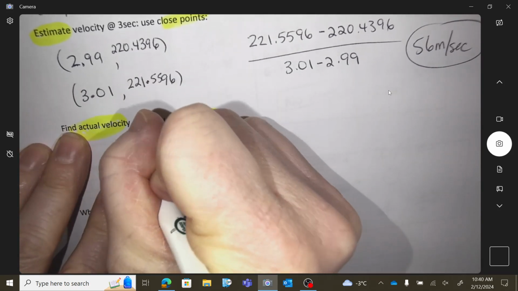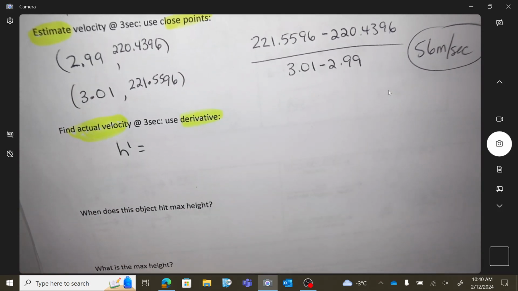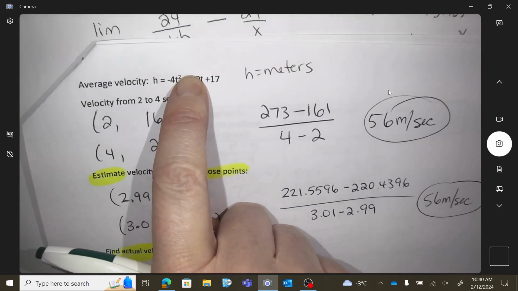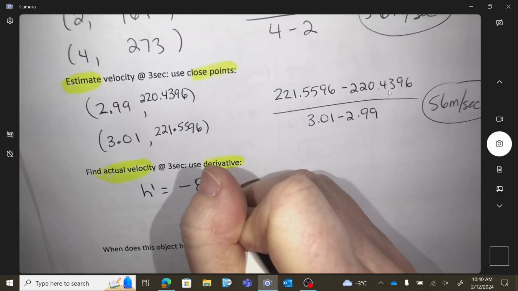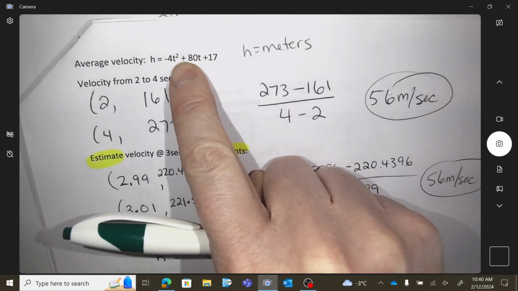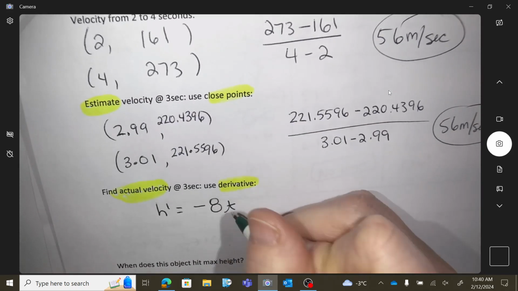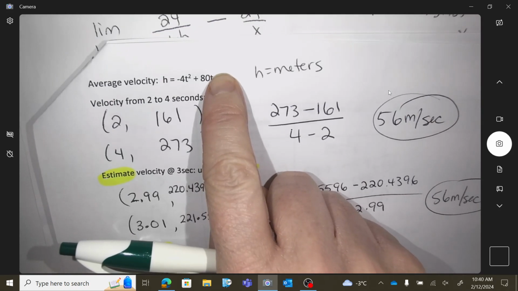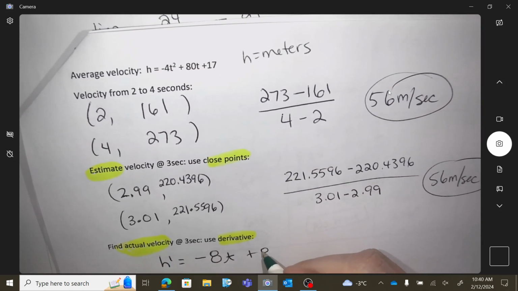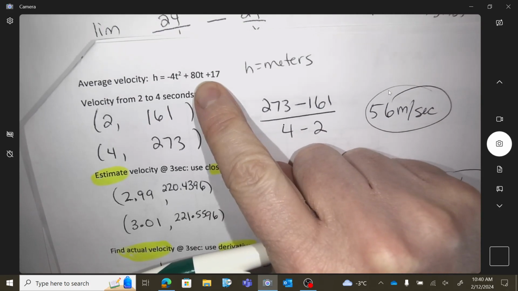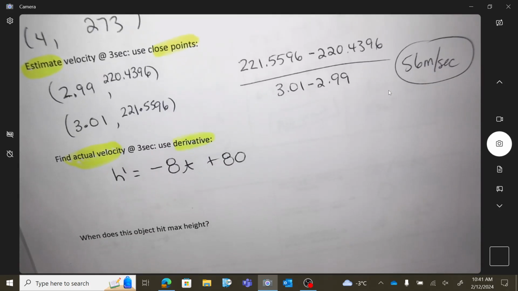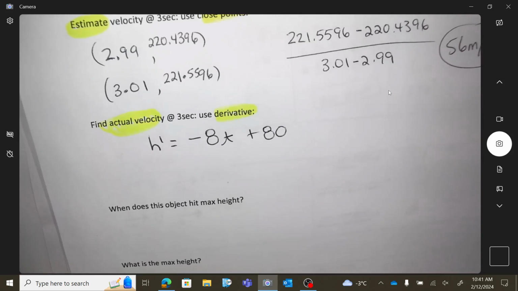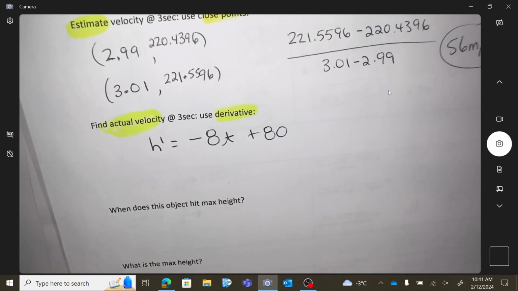Okay, so h prime equals, use the shortcut. What is this times the top? -8. If you go lower by a t, it's just a t. 80 times the top, there's a 1 up there, right? So plus 80, go down a t, no t. And then what's the derivative of just 17? Nothing. Okay, so there's the derivative. Now put a 3 into that.